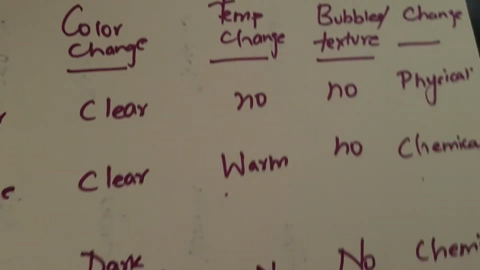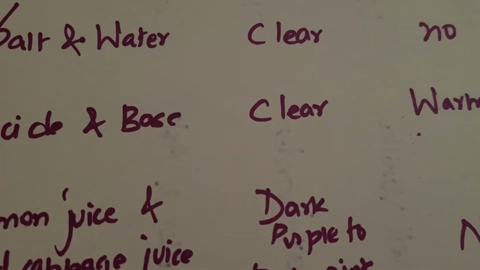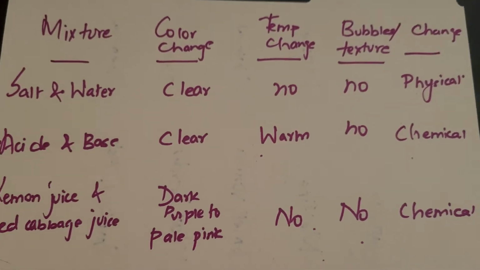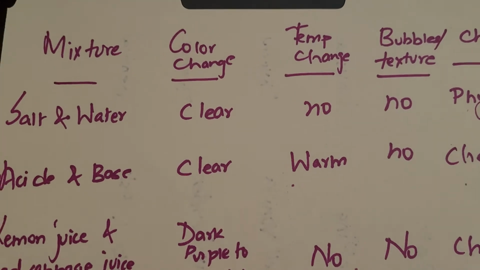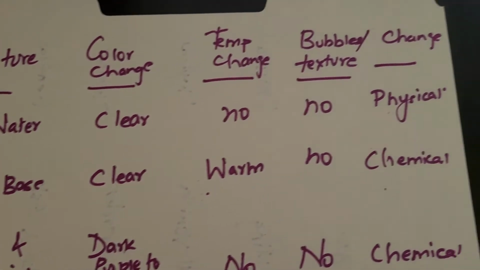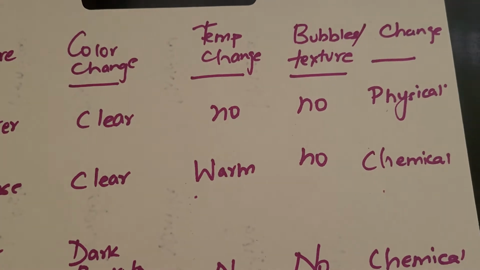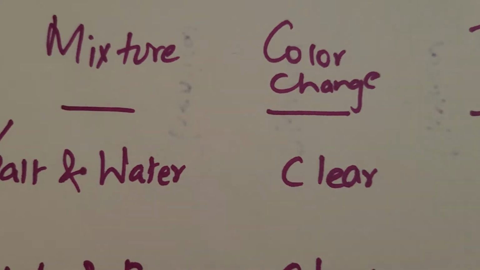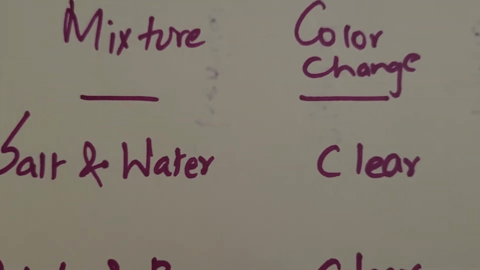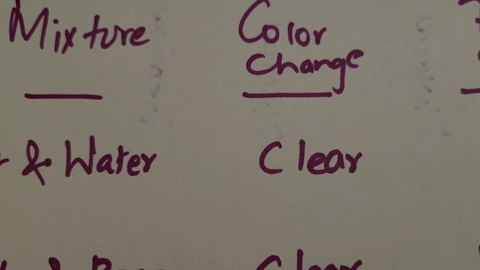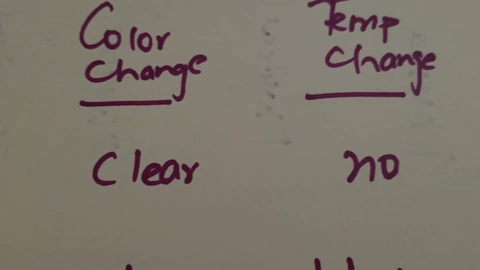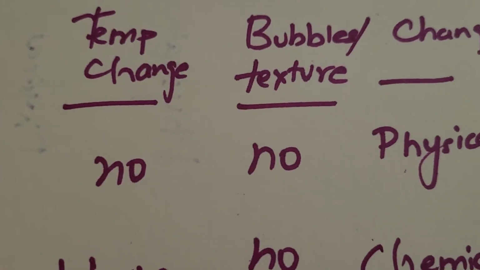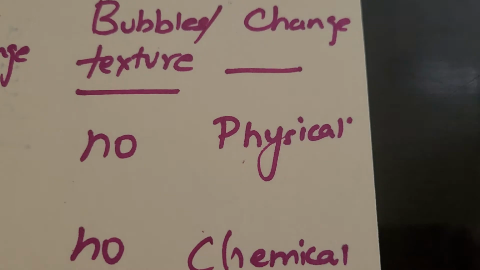This is another chart that I made, which explains what the mixture is, what the color changes, temperature change, if there are bubbles or texture change, and what the change really is. The first one is salt and water. It's a clear color. There's no change. Temperature, there's no temperature change. There were no bubbles or texture change, and that's why it's a physical change.